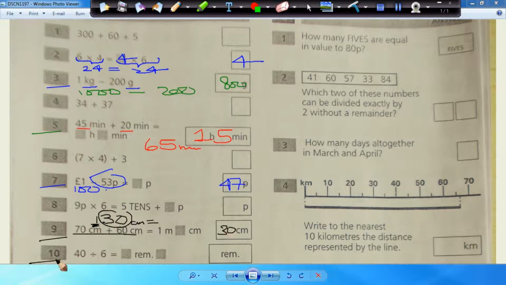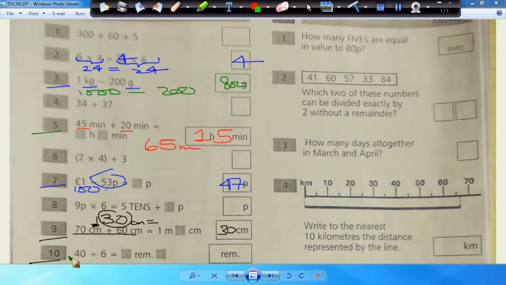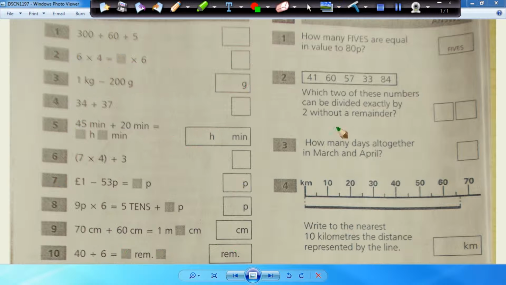Okay, quickly number 10, then we'll move on to the next section. Okay, 40 divided by 6. 6 will go into 40 how many times? 6 times. And 6 times by 6 is? 36. So the leftover is? 4. So the answer here is? 4. 6 remainder 4. Done. That's section A, done, the questions that I want you to look at today. Okay, let's move down.